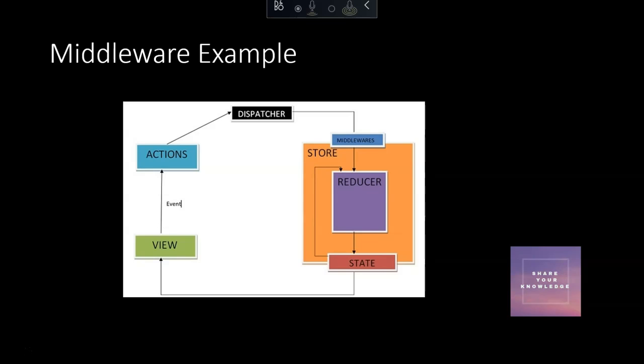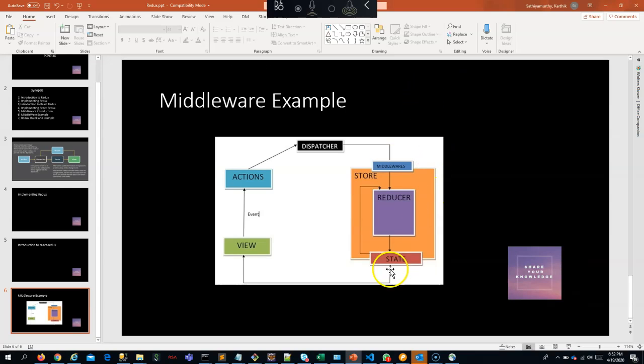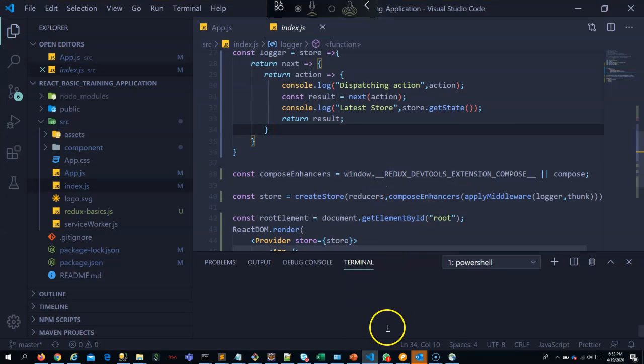So now you understand what a middleware is. It comes as the diagram depicts, before the action reaches the reducer. Okay. So we can add this middleware in our application and see. Okay, so this is our application.